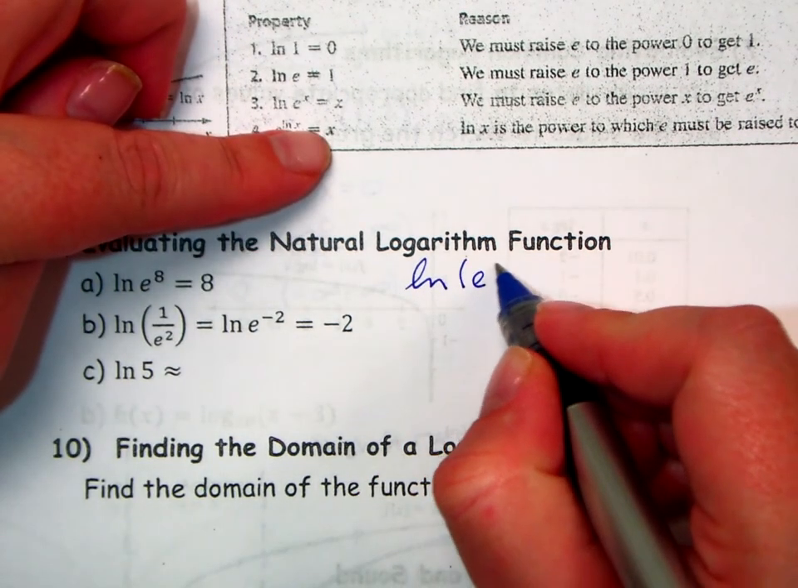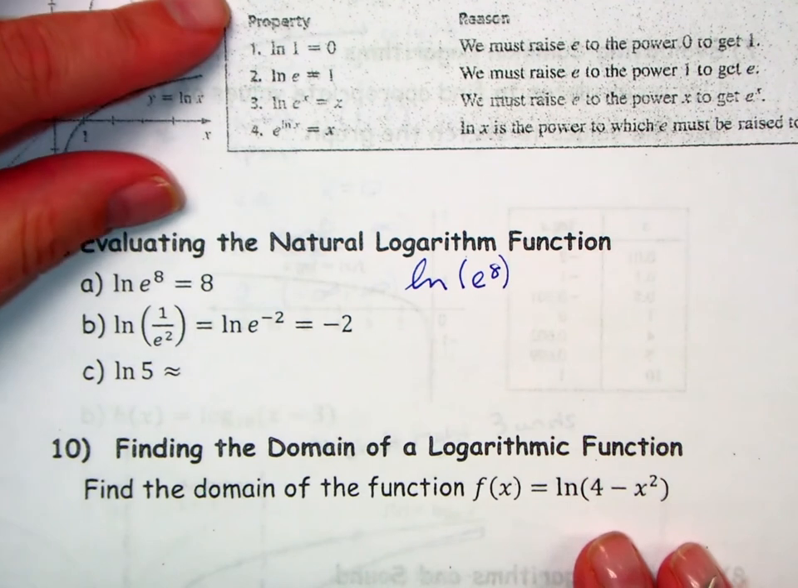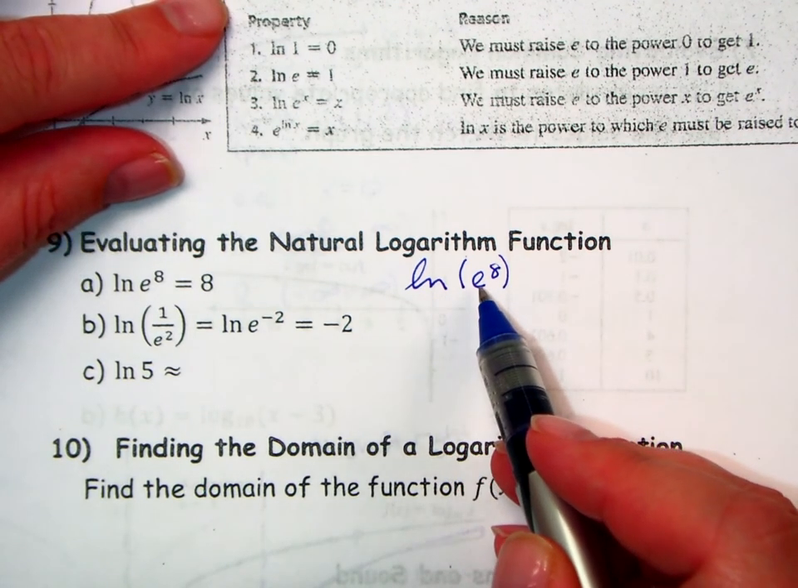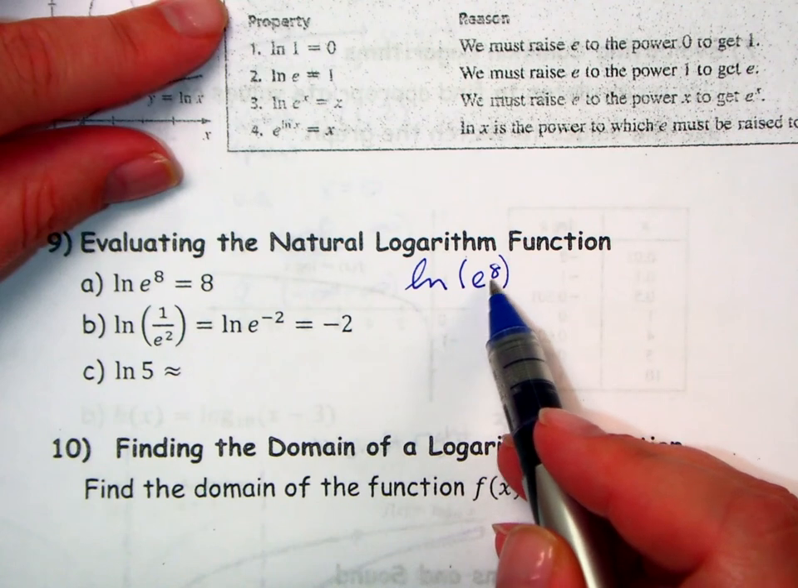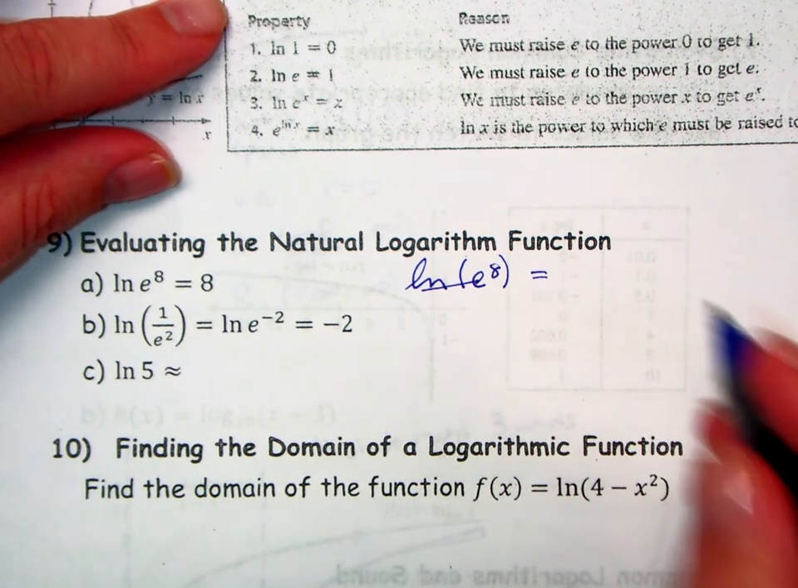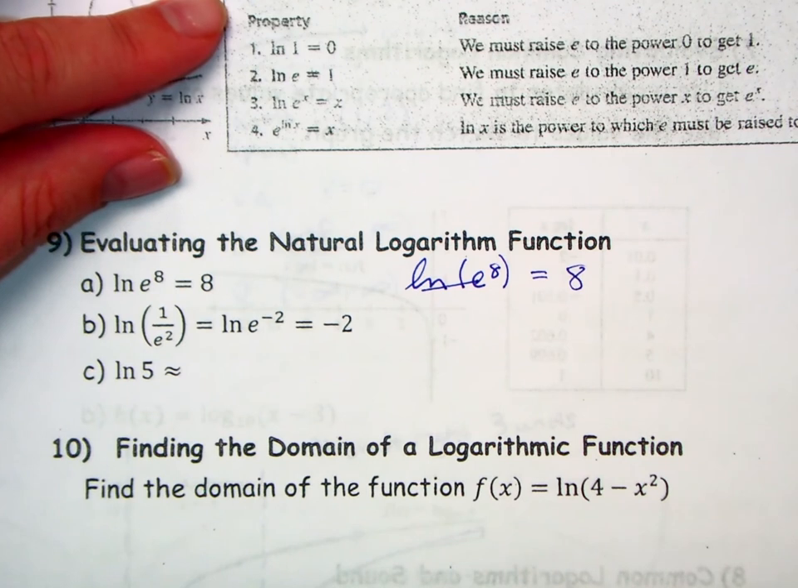So I have ln of e to the 8th here. How do we evaluate that? Well, ln is base e, and the exponential is also base e, because this is e to the 8th power. So I'm just going to let these cancel. ln and e cancel each other out, and we're going to get 8.